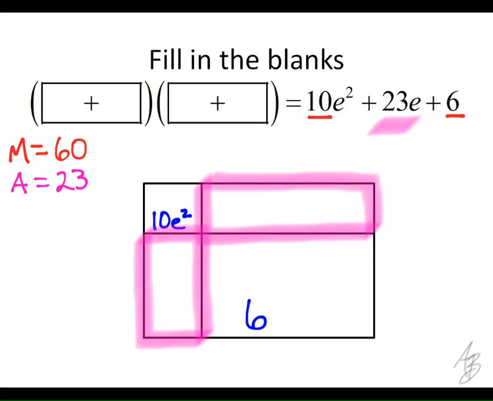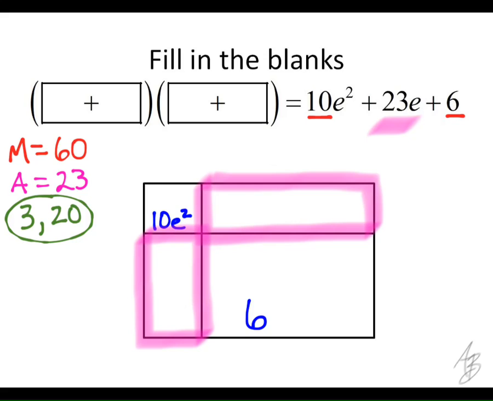Alicia says that our two numbers that are going to work here are 3 and 20. And we can check that pretty easily. 3 times 20 is 60. 3 plus 20 is 23. So this works. 3 and 20 are going to be my two numbers.